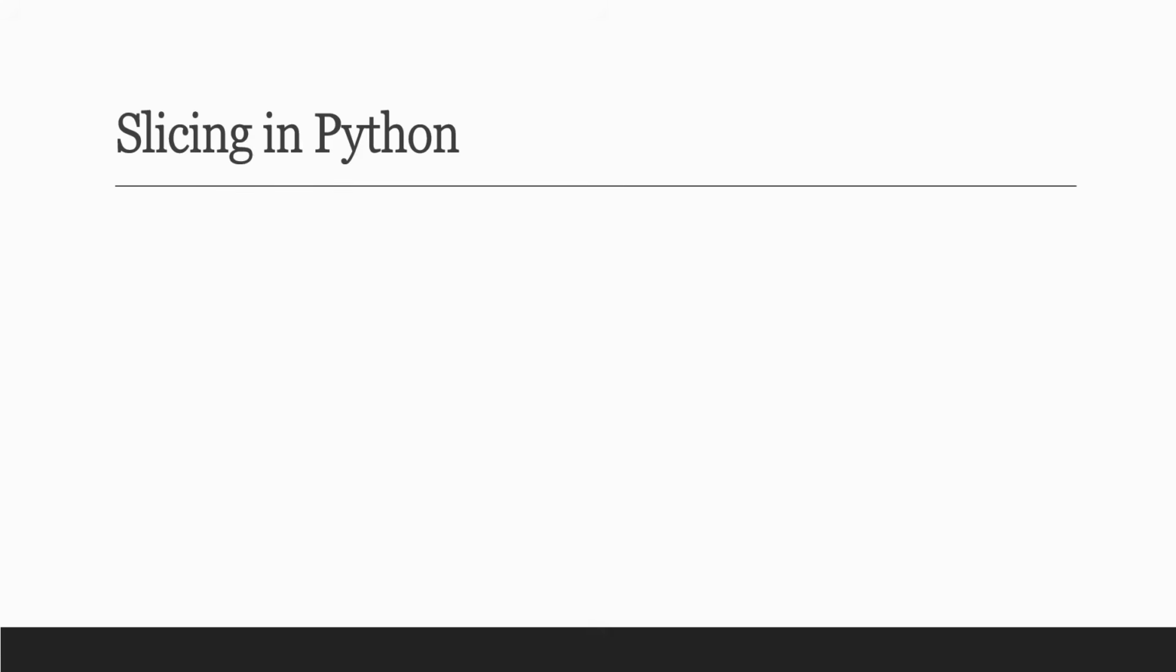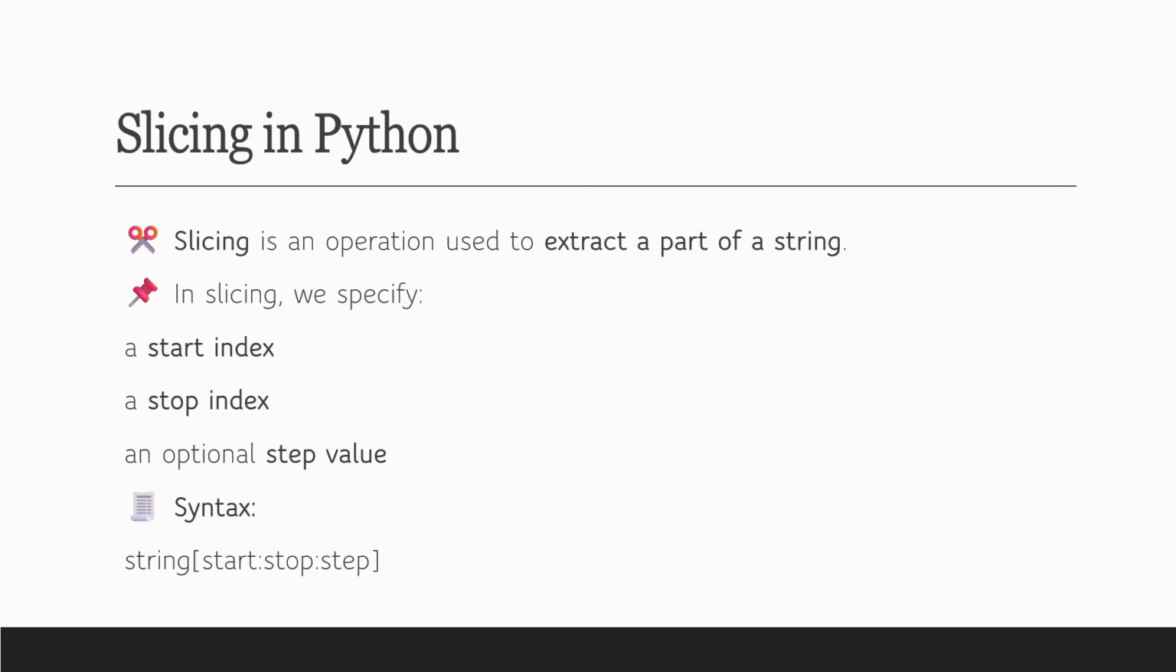Slicing in Python. Slicing is an operation used to extract a part of a string. In Python, slicing allows us to select specific characters from a string. To perform slicing, we specify the start index, the stop index, and an optional step value. The general syntax for slicing is string[start:stop:step].